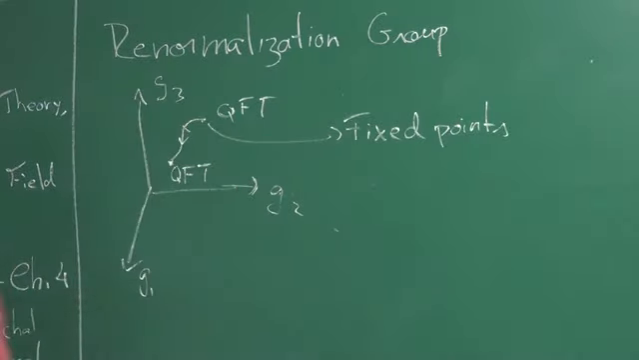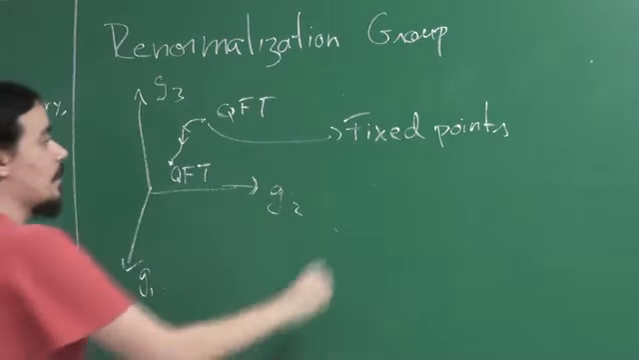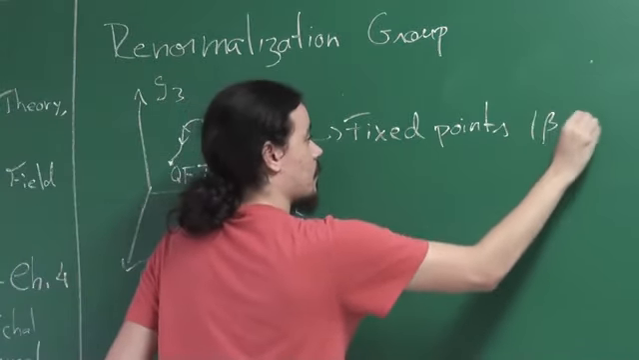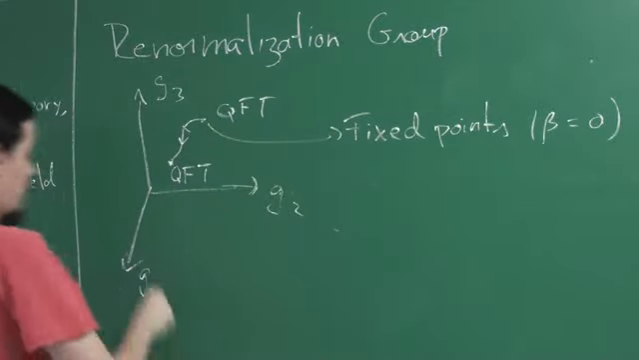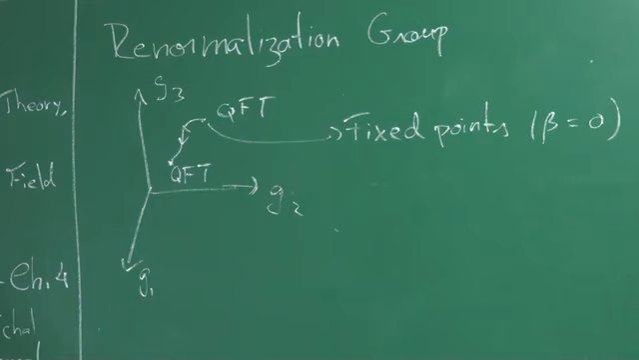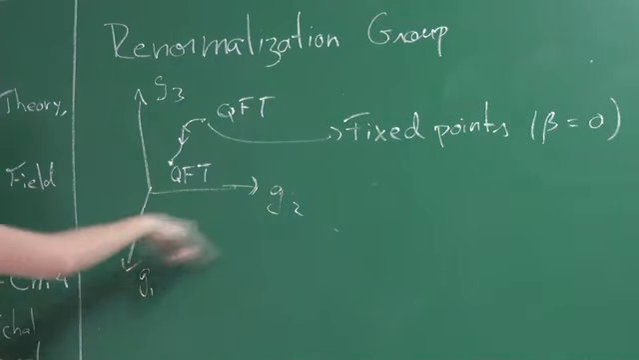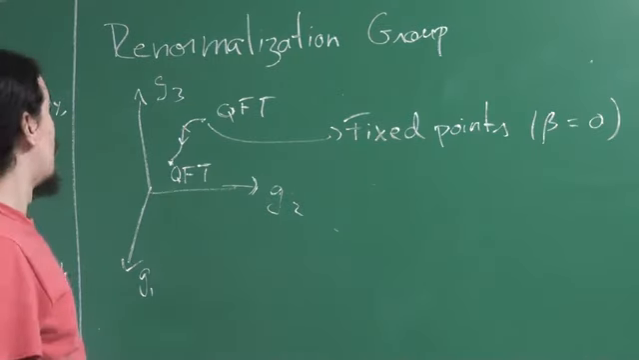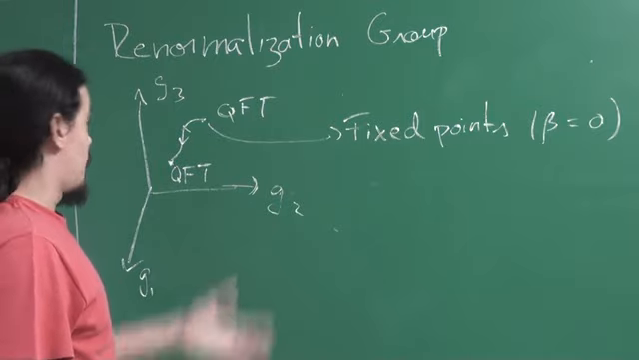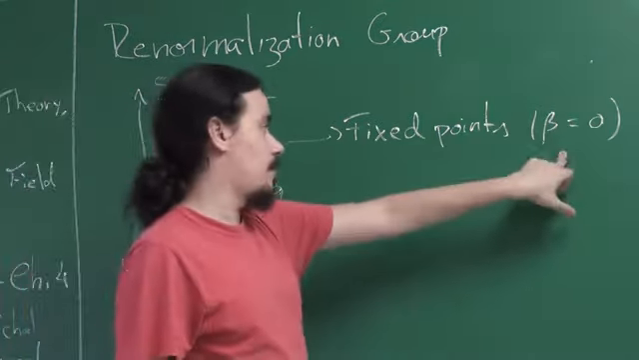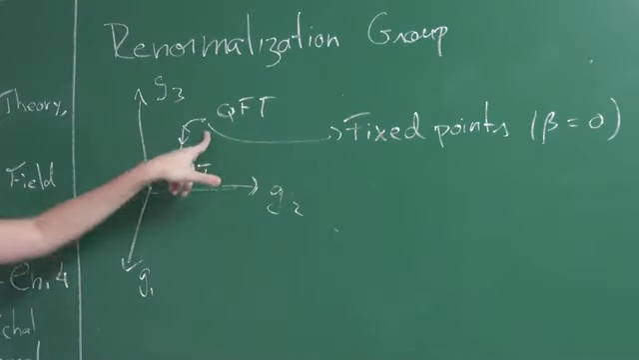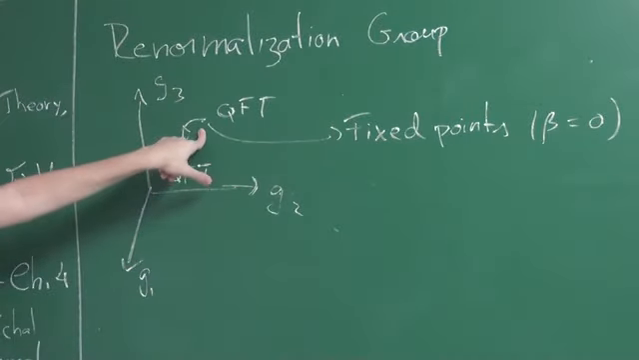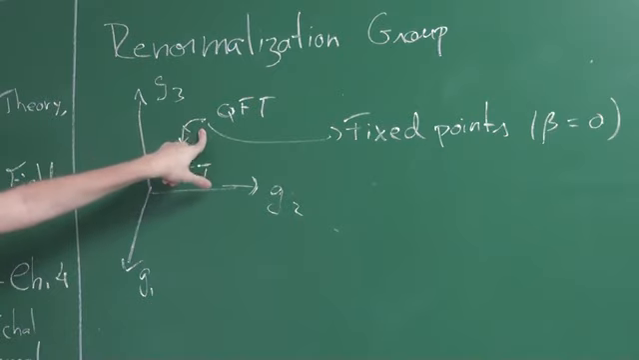On these fixed points, by definition, the beta function is 0, the beta function of all the couplings. Everyone knows what a beta function is. It just tells you how your coupling constants vary according to changes in the energy scale. So by definition, when the beta function is 0, it means once your theory hits a fixed point, you will have scaling invariance.